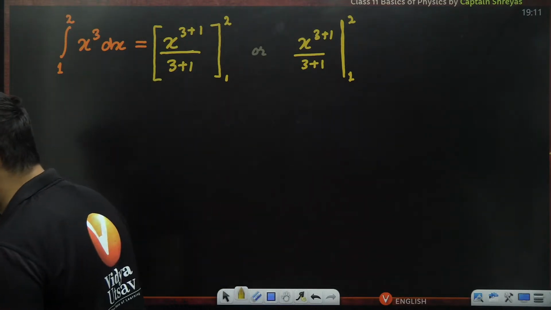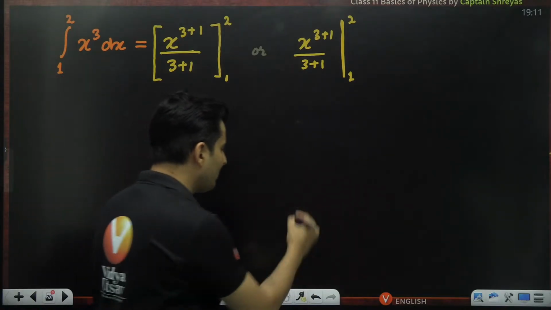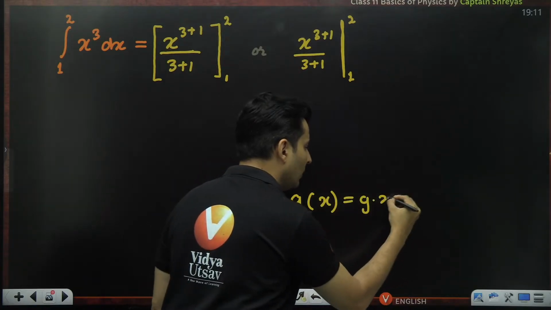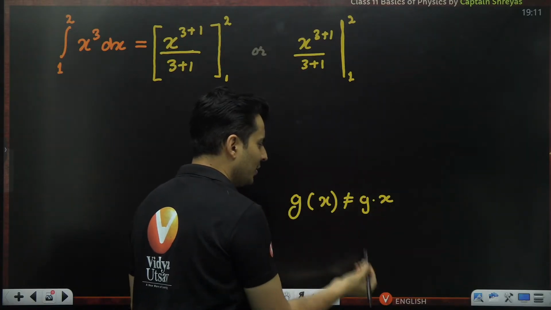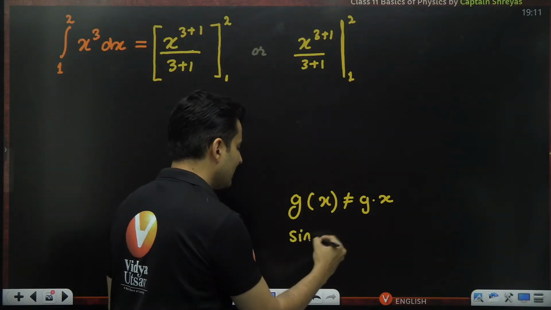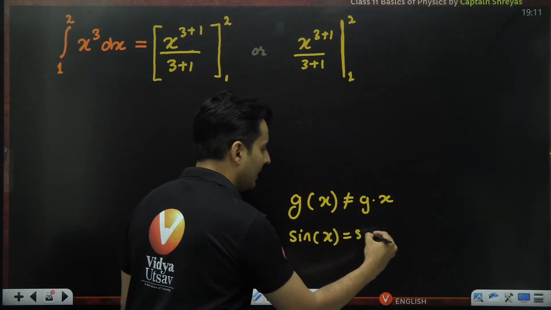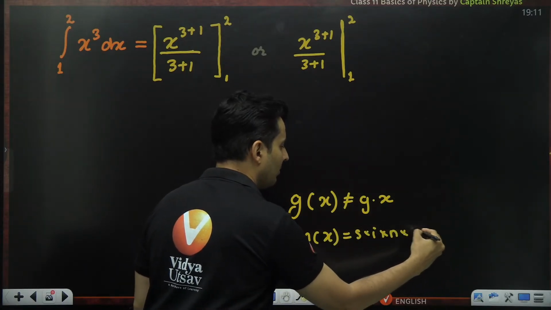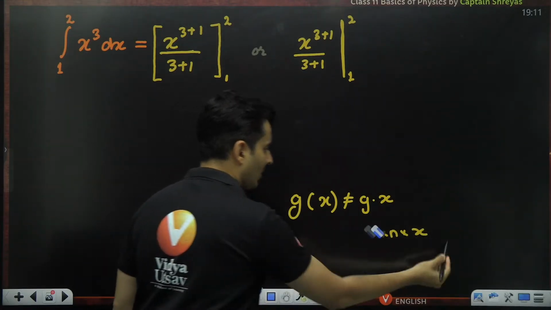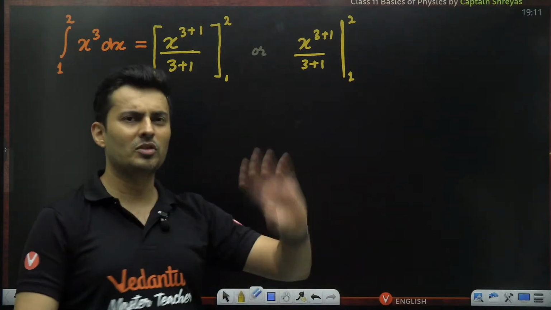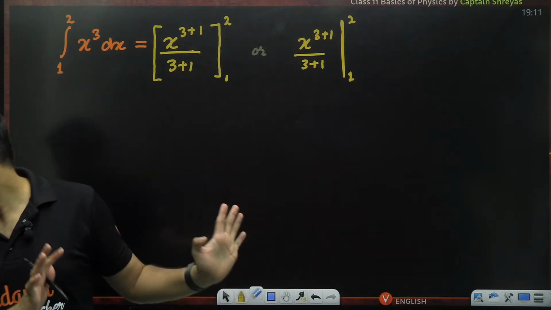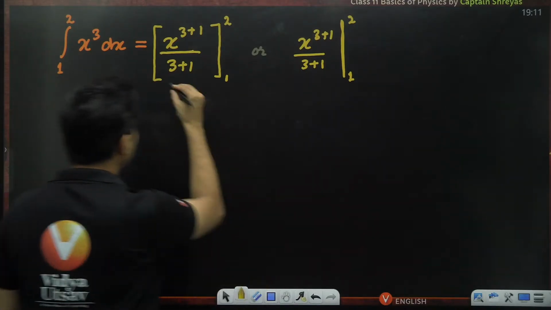Can we take G as common? No, no, my dear. G is not a multiplier. When I write G of x, it is not G into x. It is not a multiplying bracket. It is a function. It is like saying, when I say sine of x, does it mean s multiplied by i multiplied by n multiplied by x? No, right? It is just a representation of a function. So usually we use those brackets and small letter alphabets to represent functions. Got it?